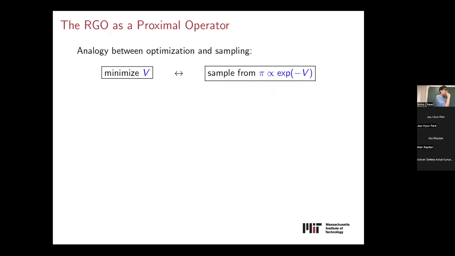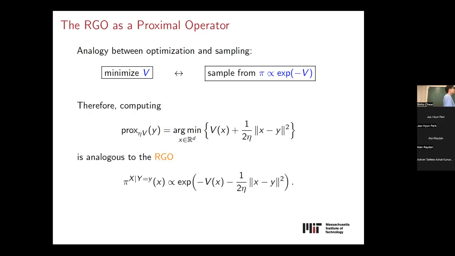Now I want to talk to you about the analogy between this algorithm and the proximal point method. Recall that the analogy I showed at the beginning was that in optimization, we minimize V. In sampling, we sample from e to the minus V. So if you just apply this analogy to the proximal operator, then you'll see it's exactly analogous to the RGO. So that's one way in which the RGO is an analog of the proximal operator from optimization.